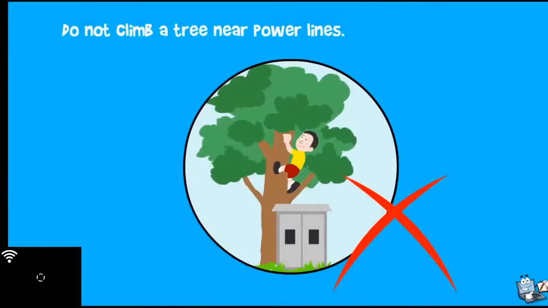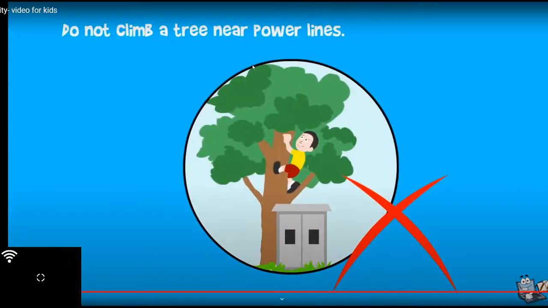Do not climb a tree near power lines. Why? Because it can be a discharge. You can get hurt.